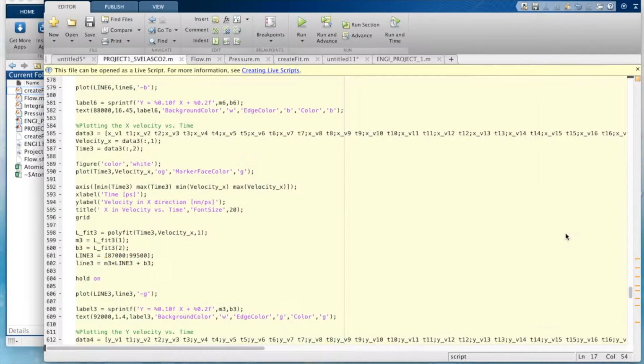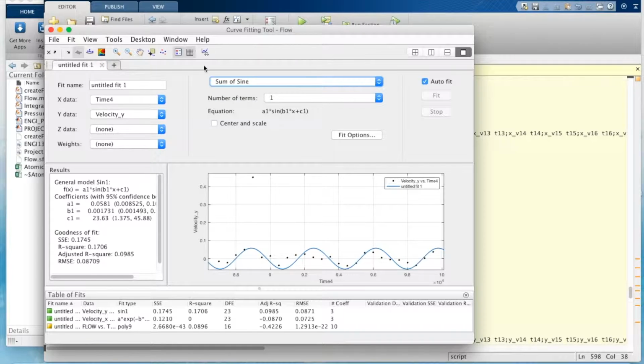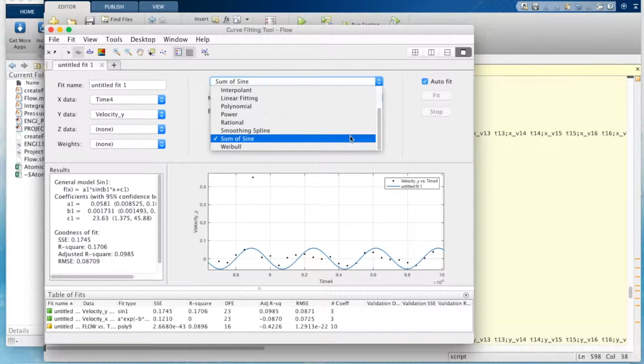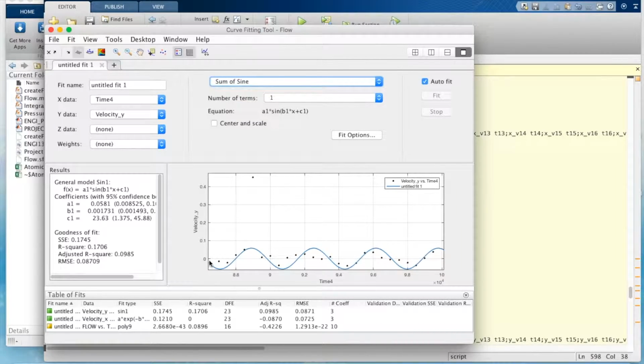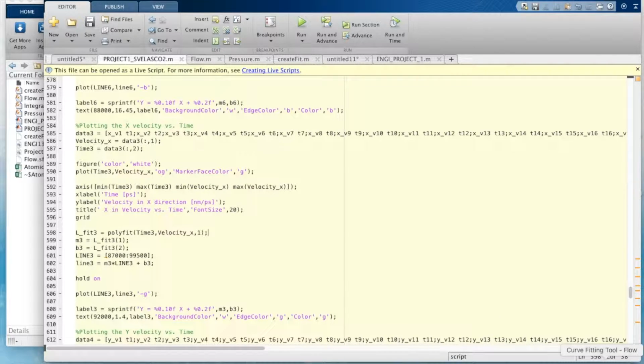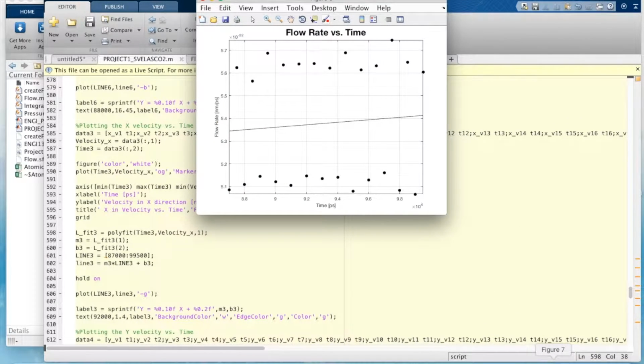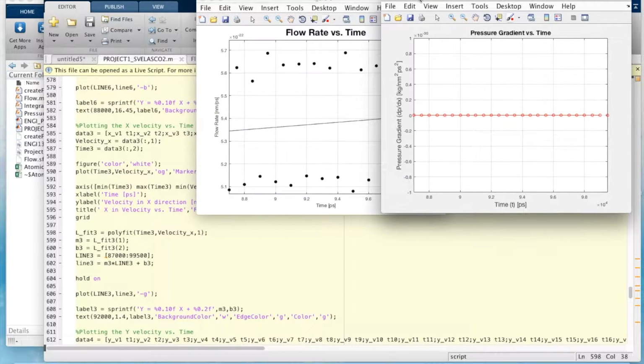And so you input the x data and the y data for the curve fitting tool, and then you mess around with it, and then you try to get a trend line that fits the most to your data points. And as we can see here, sum of sine is the best fit for our data points for the y velocity versus time. We also graphed the pressure gradient versus time and the flow rate versus time.